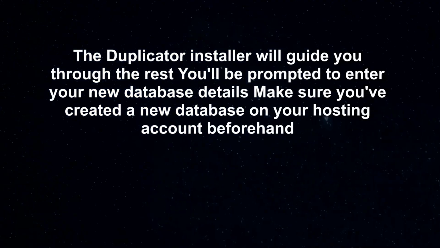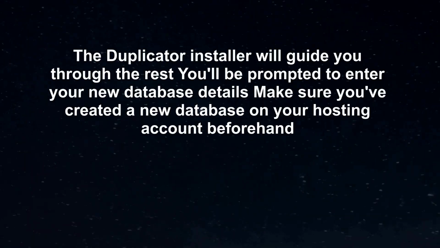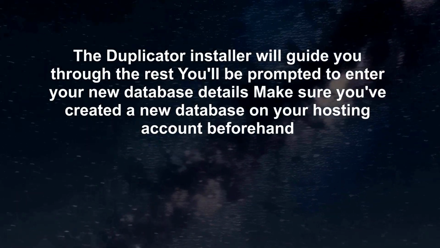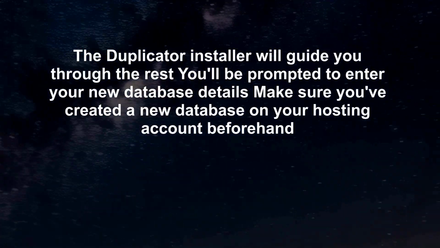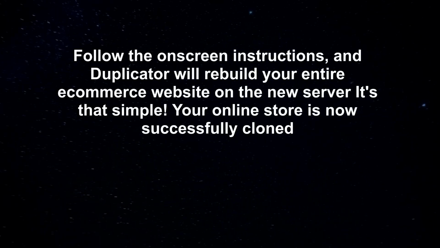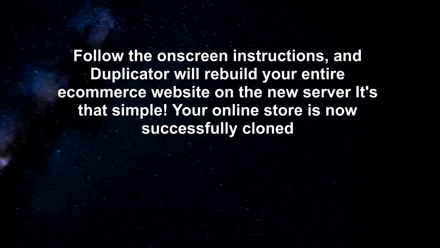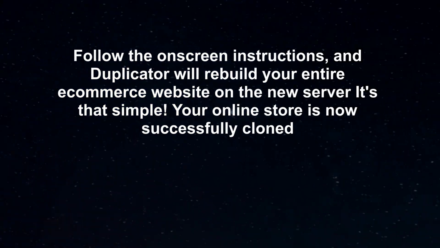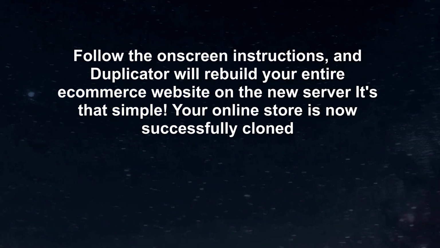The Duplicator installer will guide you through the rest. You'll be prompted to enter your new database details. Make sure you've created a new database on your hosting account beforehand. Follow the on-screen instructions, and Duplicator will rebuild your entire e-commerce website on the new server. It's that simple. Your online store is now successfully cloned.